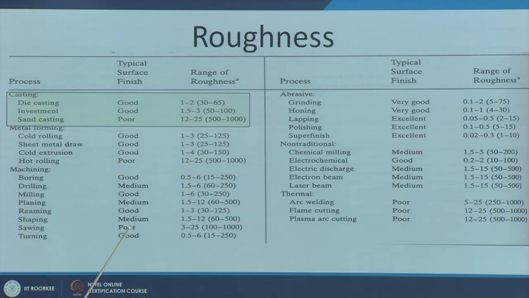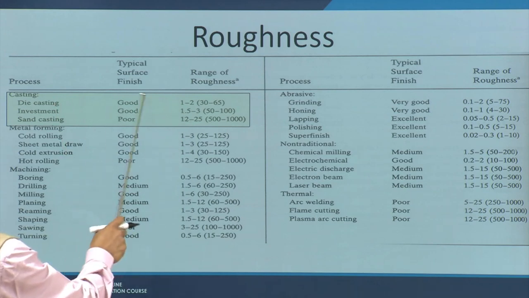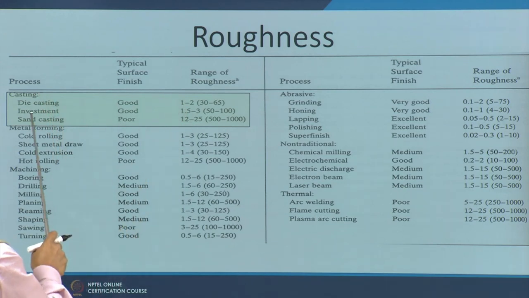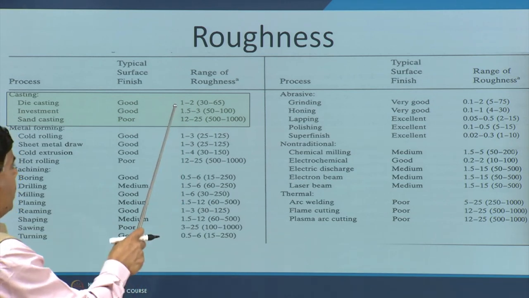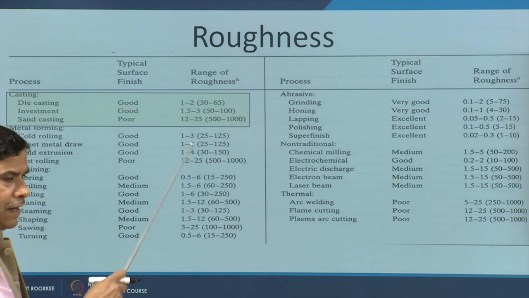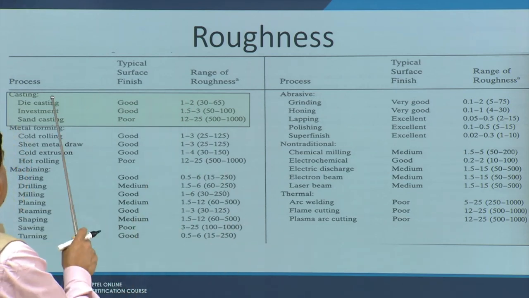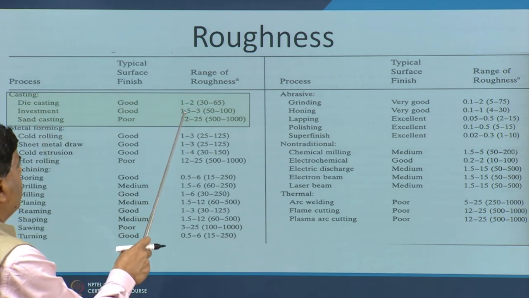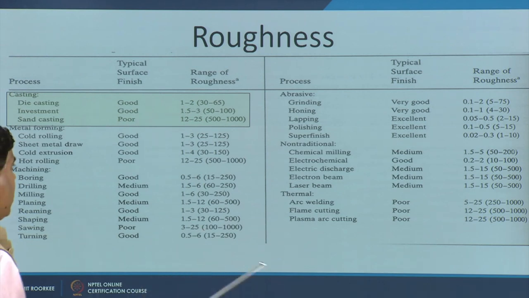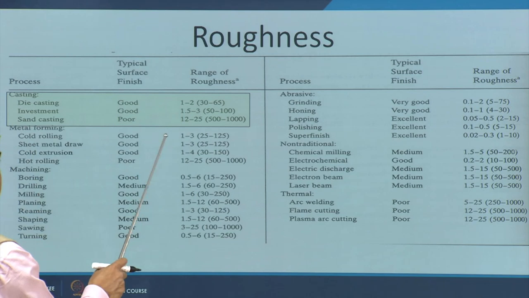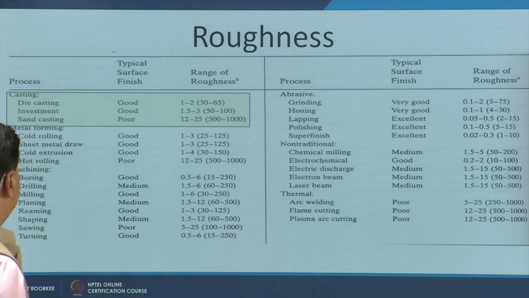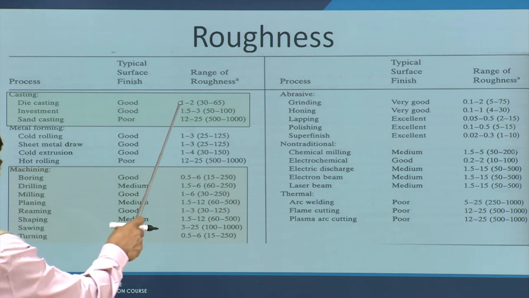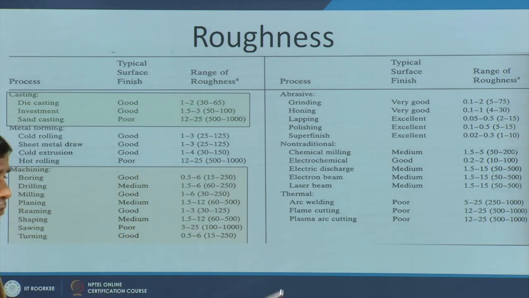So, if you see the casting processes, as cast component, we have die casting, investment casting and sand casting. So, what we can see is the range of roughness which can be achieved. The first, here we can see 1 to 2 is the roughness Ra in micrometer for die casting. Similarly, for investment casting roughness is 1.5 to 3 micrometer, Ra in micrometer. Now you will see the sand casting offers the poor surface finish as the roughness is high, in the range of 12 to 25, but die casting offers quite good surface finish which is in the range of 1 to 2 micrometer.